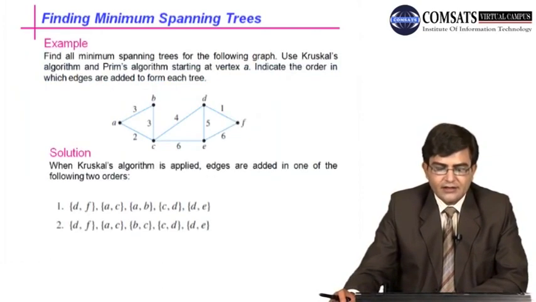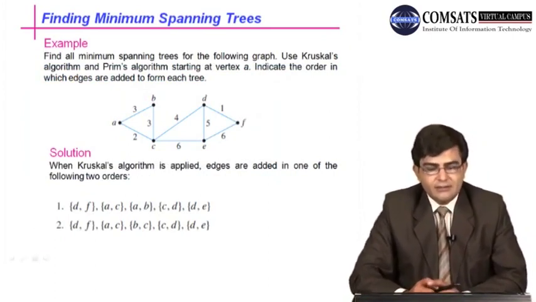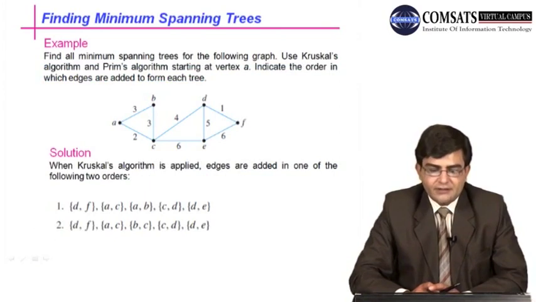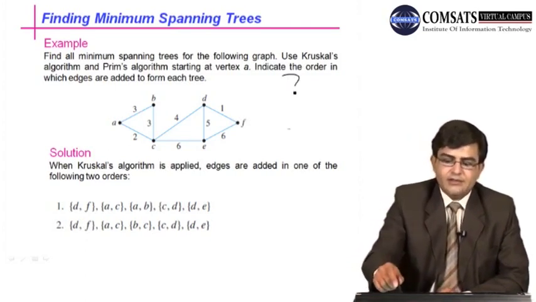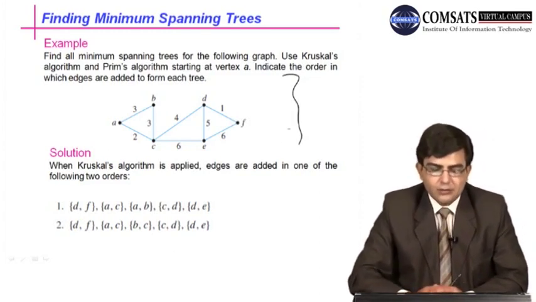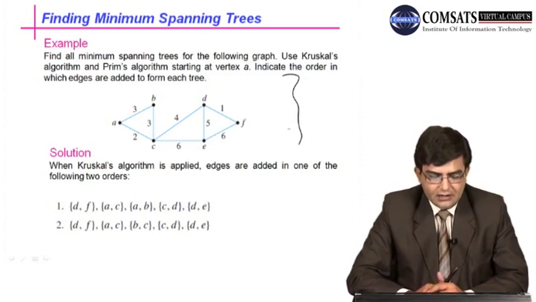Now let's consider another example in which we have to find the minimum spanning tree. Find all minimum spanning trees for the following graph using Kruskal's algorithm and Prim's algorithm, starting at vertex A. Indicate the order in which edges are added to form each tree. This is just a different example of how to apply these algorithms in finding minimal spanning trees.